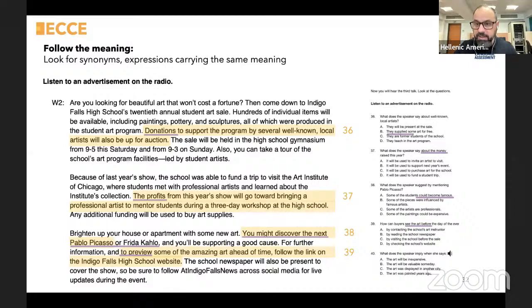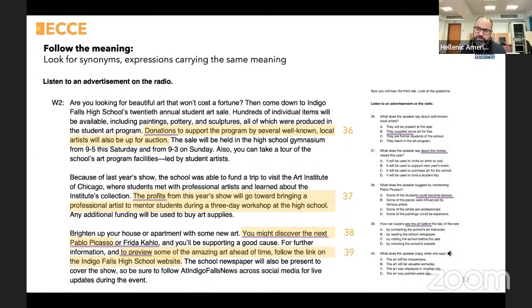Let's have another example. What does the speaker say about the money raised this year? So we're looking for something here in the question. And of course, we get an answer. Next, the profits from this year's show will go towards bringing in professional artists and so on. What does the speaker suggest by mentioning Pablo Picasso? Some of the students could become famous. You might discover the next Pablo Picasso or Frida Kahlo next. And of course, how can buyers see the art before the day of the event? Well, to preview some of the amazing art ahead of time, follow the link.